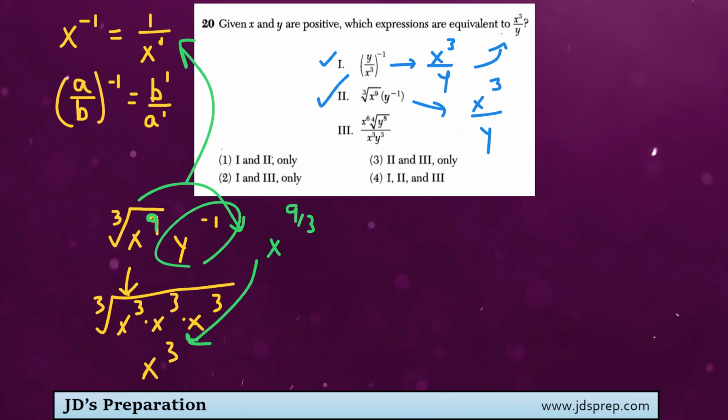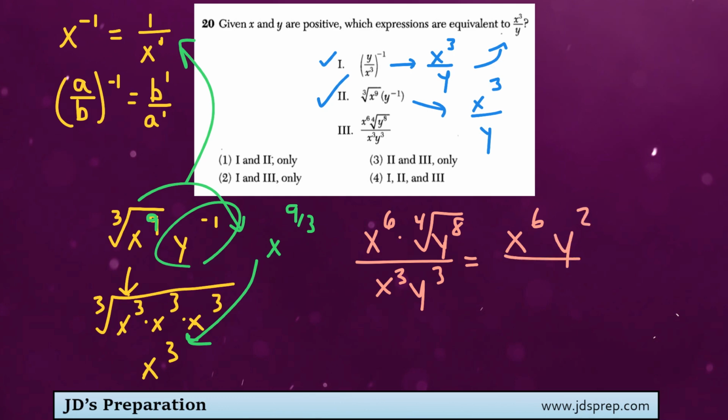All right, finally, let's take a look at the third expression. We have x to the power of 6 multiplied by the fourth root of y to the power of 8, over x cubed y cubed. So let's start by simplifying the fourth root of y to the power of 8. That is the same thing as y squared. You can also think of it as y to the power of 8 over 4. So this becomes x to the power of 6 times y squared over x cubed y cubed.